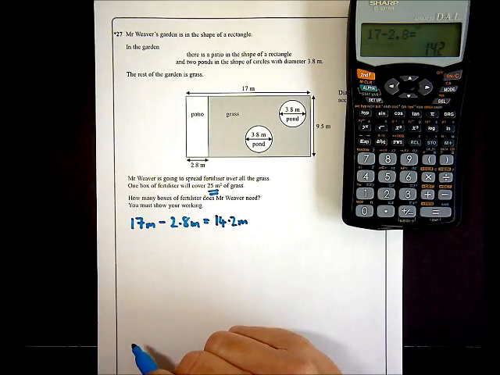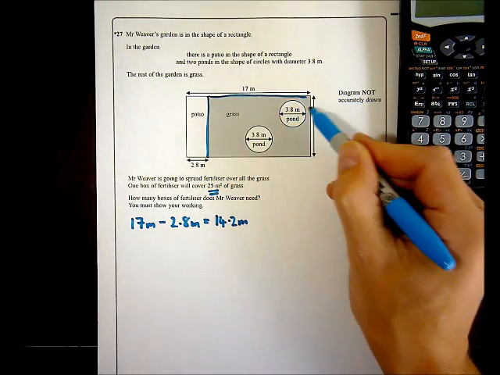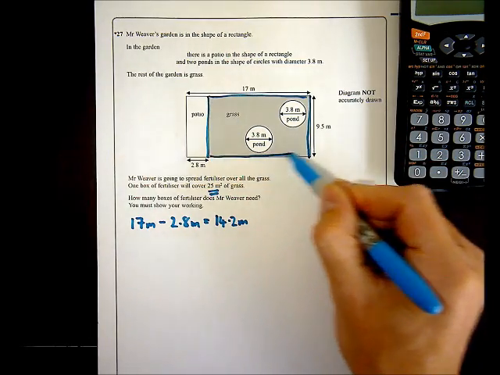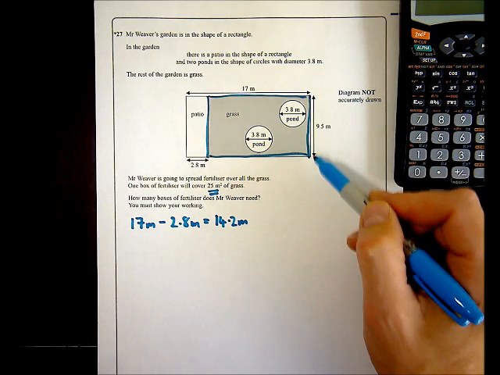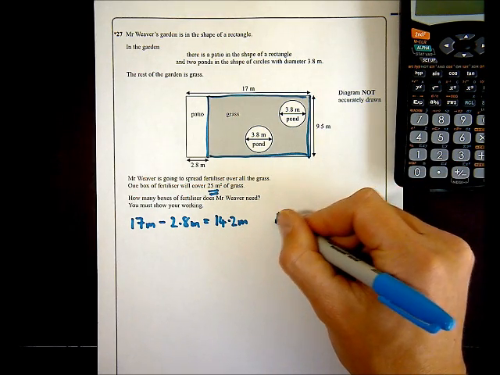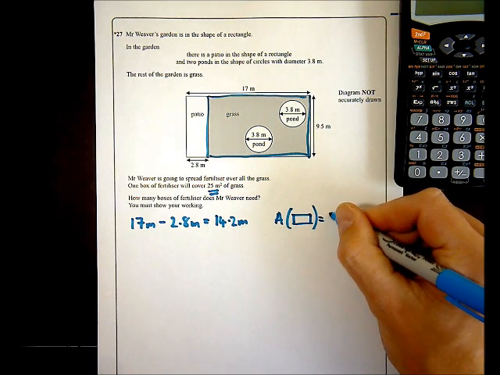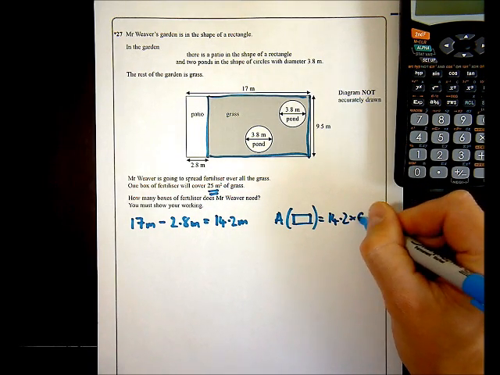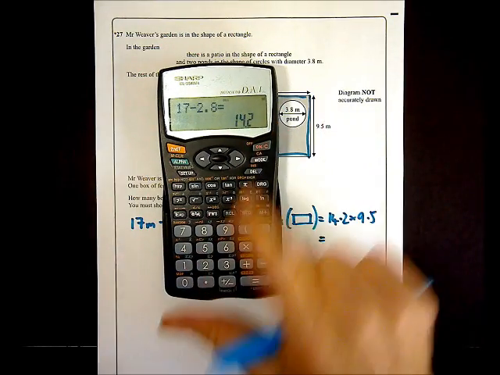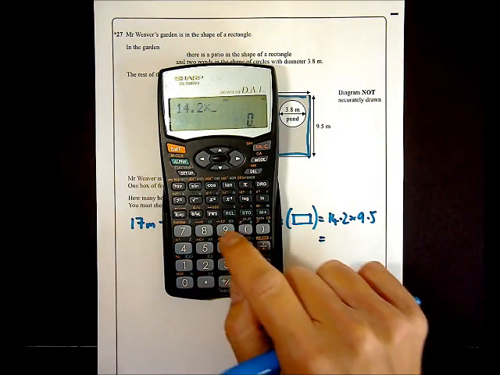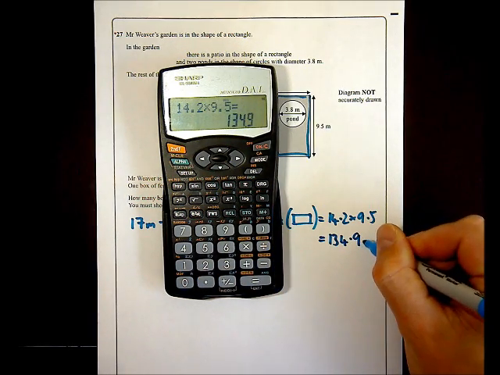So I can now work out the area of this rectangle here, which has a length of 14.2 metres and a width of 9.5 metres. So the area of the rectangle is 14.2 times by 9.5, and I'm going to leave the units off as I'm running out of space. I'll put them back in at the end. So 14.2 times by 9.5, which is 134.9 metres squared.